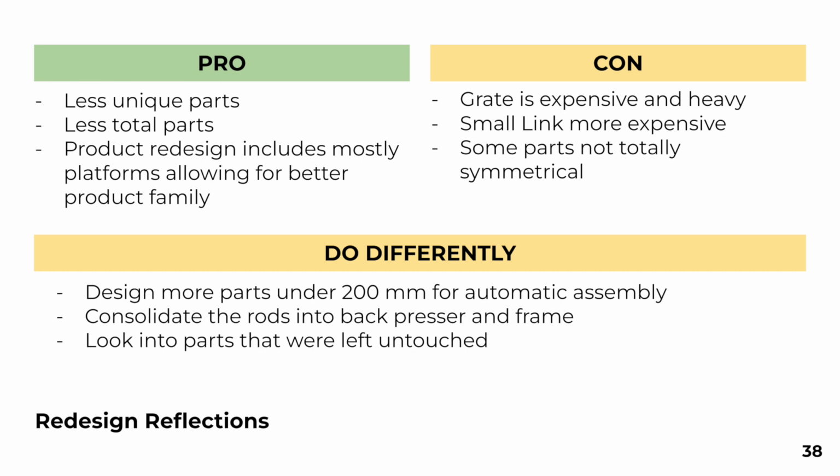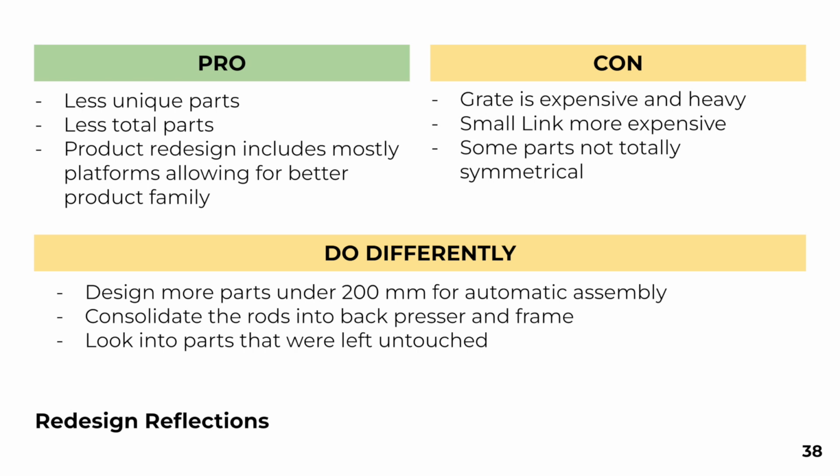Benefits of our redesign include part consolidations that resulted in a reduced total part count, as well as a reduction of the number of unique parts, allowing for improved assembly times. Additionally, our redesigned product mainly consists of platforms, allowing for better delayed differentiation while maintaining varied functioning across the product family variants. Although we implemented many positive improvements to the dicer, some design elements still negatively impact manufacturability.